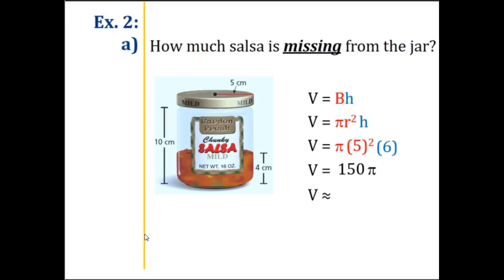Sign it out, please. Put your name down. Who can tell me what 150 pi is? Noah? 471. Yeah, so we're going to round it up to 471 centimeters cubed. Make sure you give me the unit measurement. Okay, so you have to tell me centimeters, because what is the measurement that's used on the jar? Centimeters. So tell me the unit, and it's always cubed. Okay?